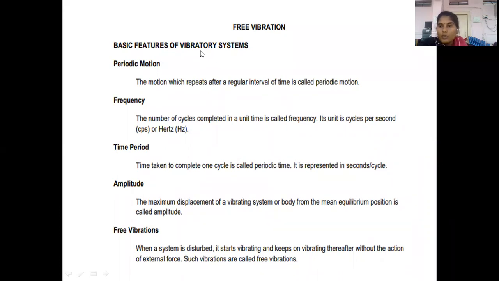So such types of definitions will be asked to you in MCQ-based questions. Okay, practically an MCQ will be there: the motion which repeats after a regular interval of time is called a dash dash dash. The options are frequency, amplitude, time period, and the last option is periodic motion. So likewise questions will be asked to you. So you should know that the motion which repeats after a regular interval of time is known as periodic motion. Okay, that you should know.